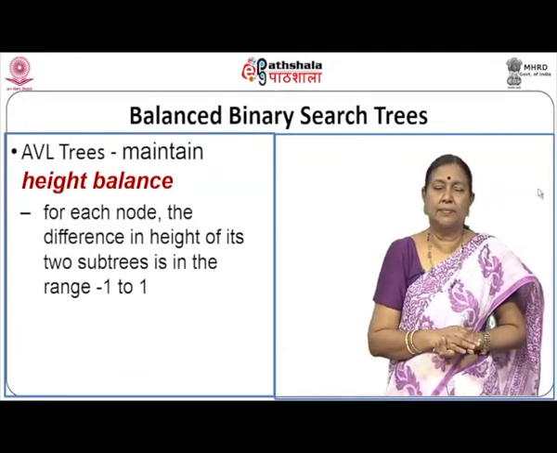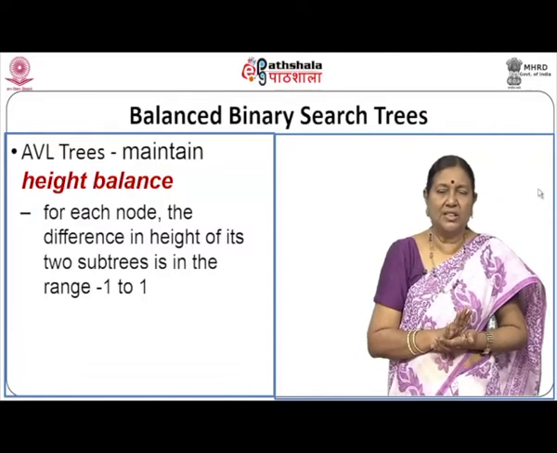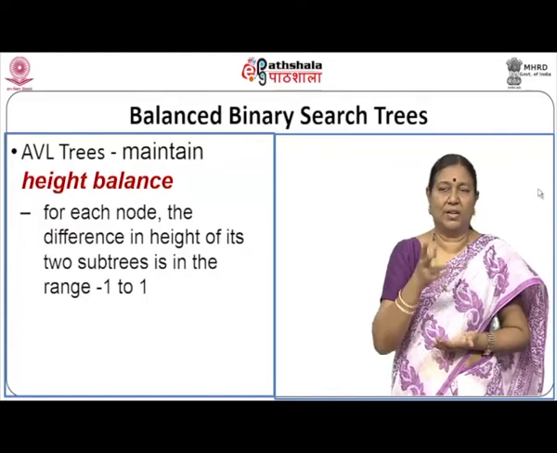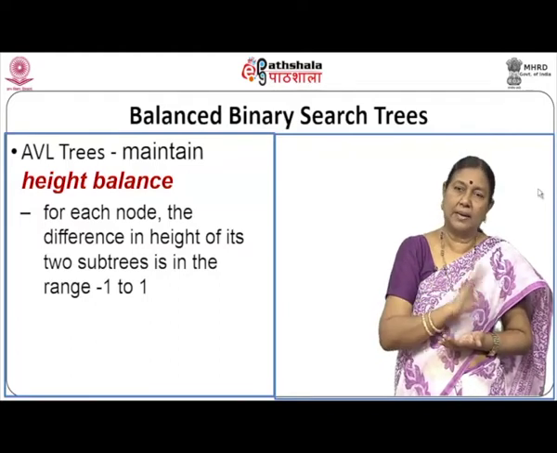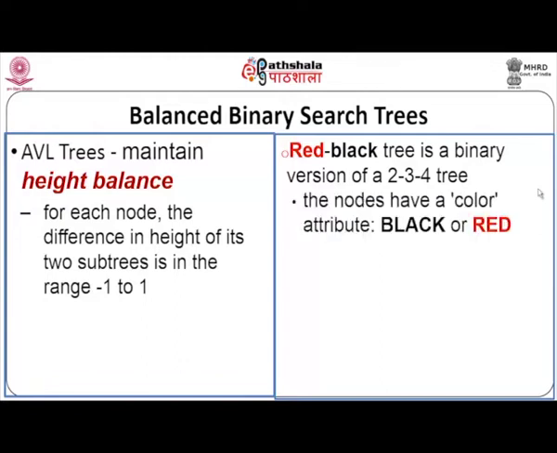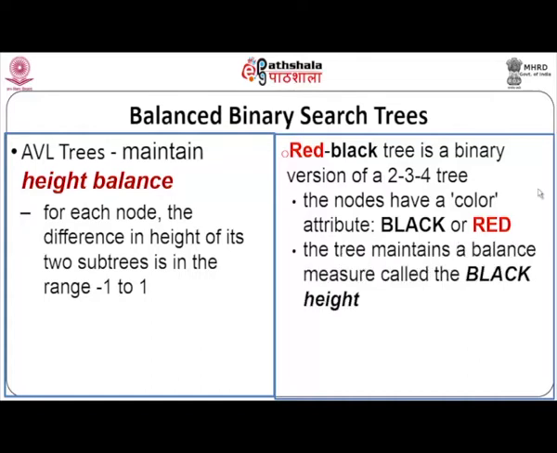AVL trees maintain height balance. For each node, the difference of height between the 2 subtrees is in the range of -1 to +1. We are not expecting it to be 0, it can be -1 or +1. A red black tree is a binary version of a 2-3-4 tree. We will go to the 2-3-4 tree only later. Here the nodes have a color attribute attached. We will go into detail about that later. The color can be black or red, and the tree maintains a balance measure called black height. Here, in AVL, we just look at difference in height, whereas here we have a concept called black height. We will go into detail about this later.